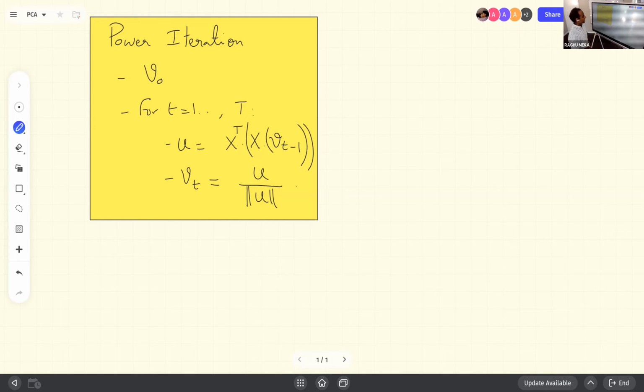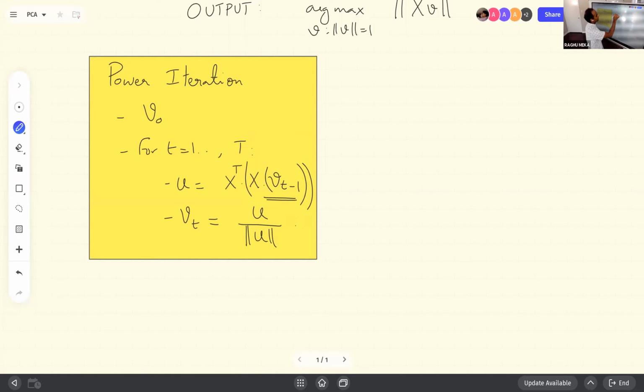So that's the basic algorithm, and the idea was that the iterates should converge to the top singular vector. Okay, and we also said that we are going to compute this just by matrix vector products and never compute a matrix product. So what can we say about this algorithm?